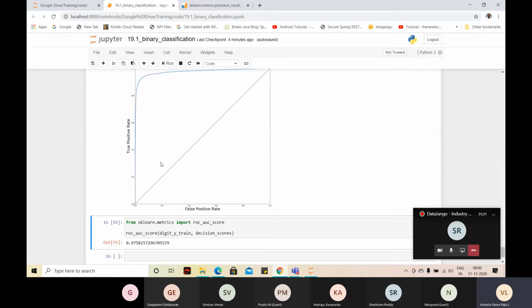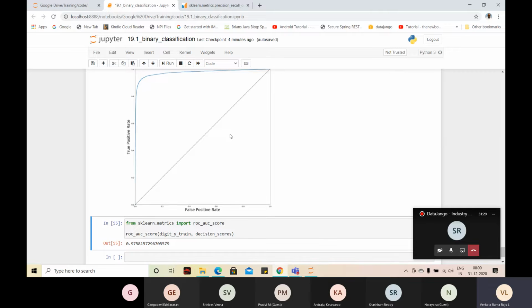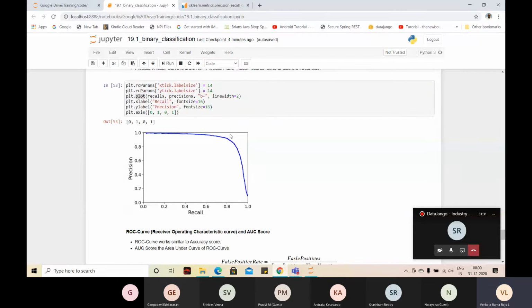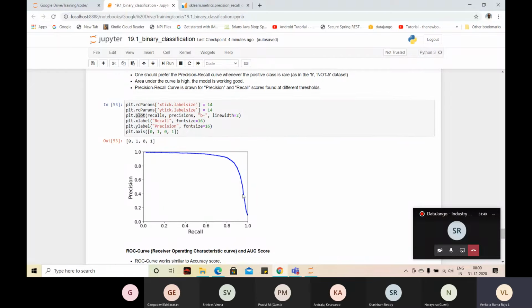ROC curve and AUC score are useful only on a balanced data set. On an imbalanced data set, the precision recall curve is the best to know the accuracy. Can you guess why? Can you think a little bit and answer why the precision recall curve is better at explaining the imbalanced data set accuracy? Why is this better?